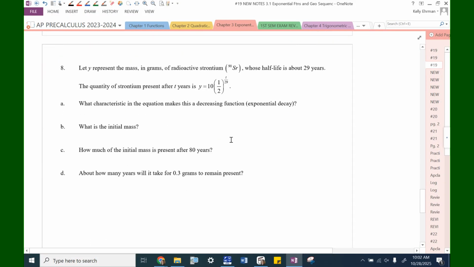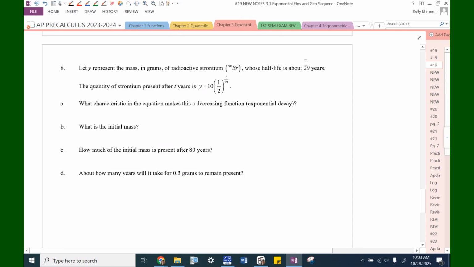All right, what else could we do with these formulas? So this one says let Y represent the mass in grams of radioactive strontium, here's this little symbol on the periodic table, I think, whose half-life is about 29 years. So what does half-life mean? It means it takes, so say you start with 10 grams. I think that's what we're starting with here.